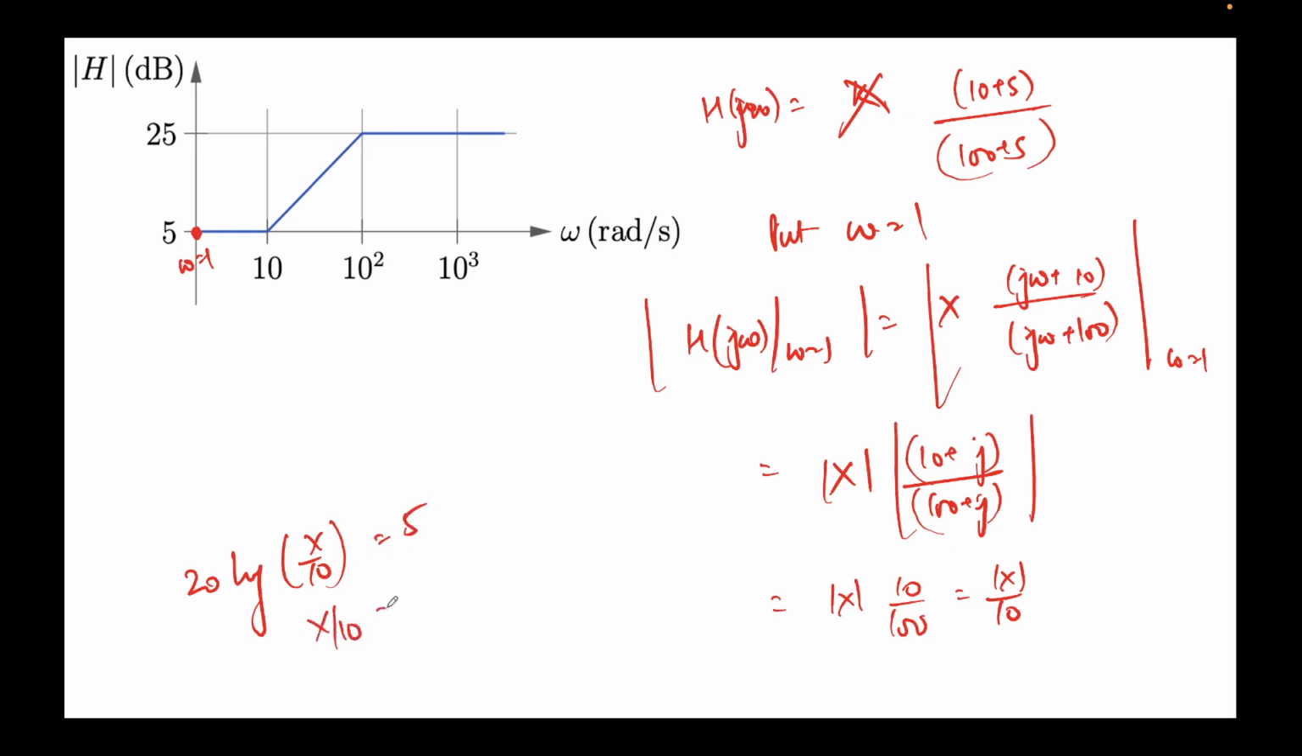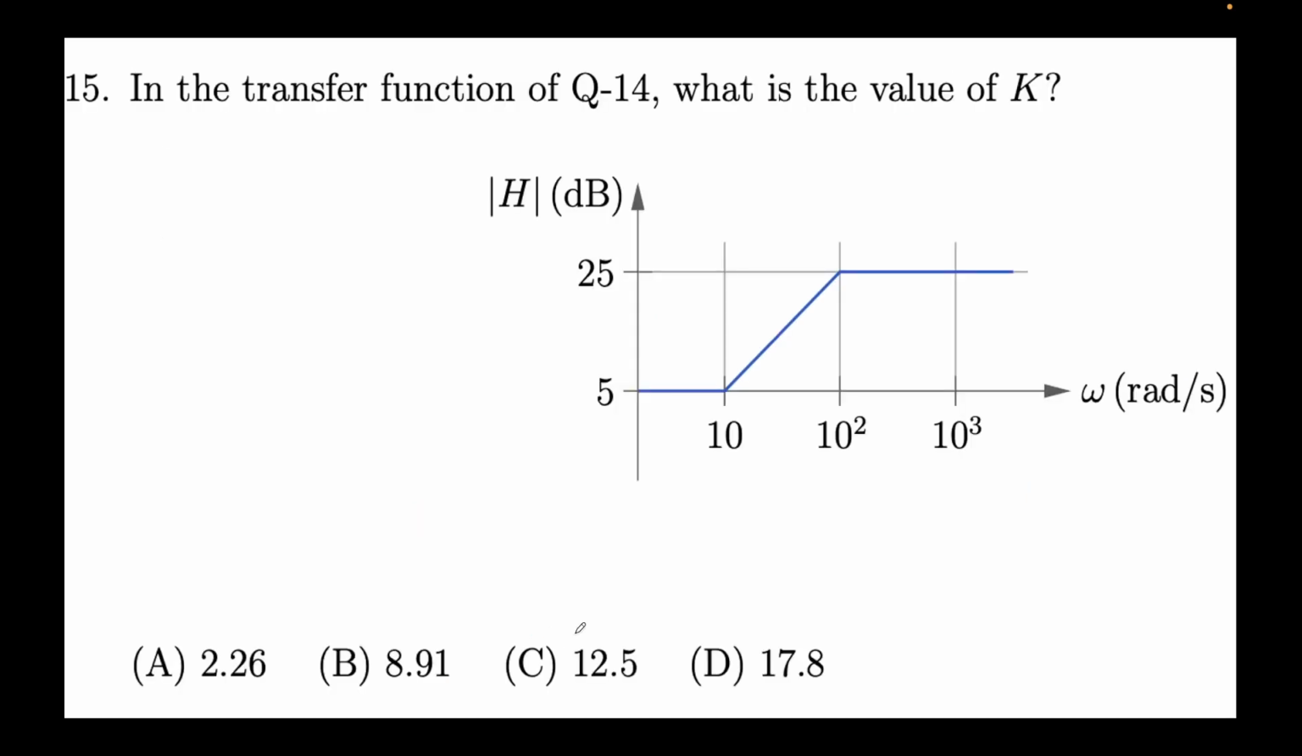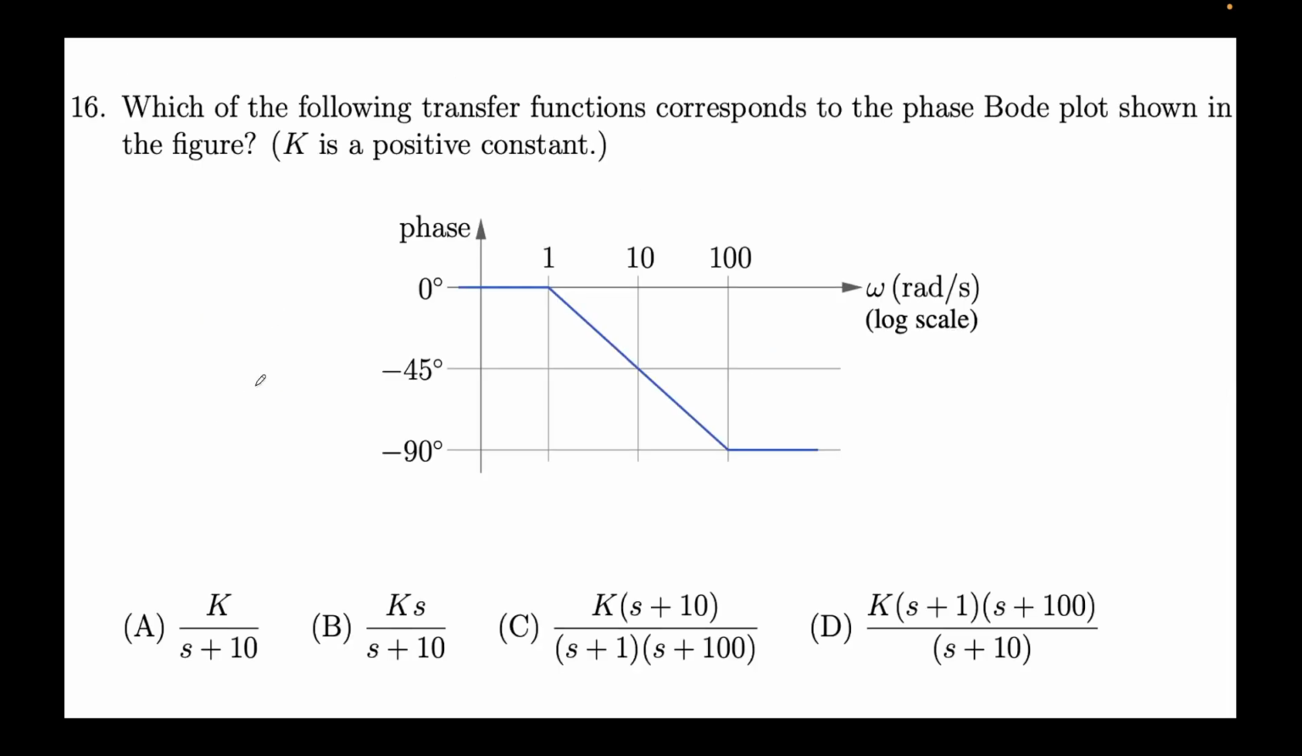So this will give me x by 10 equal to 10 to the power 5 by 20. Okay, so 10 to the power 5 by 20 is 1.78. I multiplied by 10, I get 17.8. The value of x that I am obtaining is 17.8. Remember, this was the expression x times s plus 10 over s plus 100, and x I obtain as 17.8, which is option D. Again, very simple way, just put omega equal to 1 in this expression, use the Bode approximation, and you will get 20 log, do that, and you will get x as 17.8.